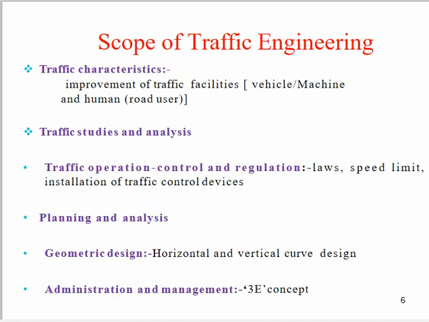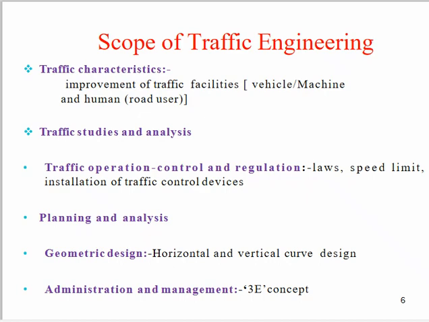The scope of traffic engineering is categorized into six ways. First is the traffic characteristics, that is in regards of the improvement of the traffic facilities for the vehicles, machines and human beings. And second is the traffic studies and its analysis, to study the traffic and analyze, depending upon which necessary decisions can be taken in order to regulate them on the site. Next is traffic operation, control and regulation.